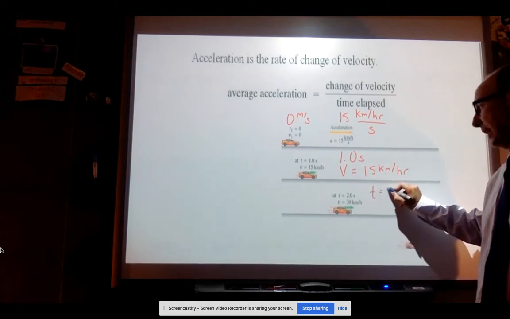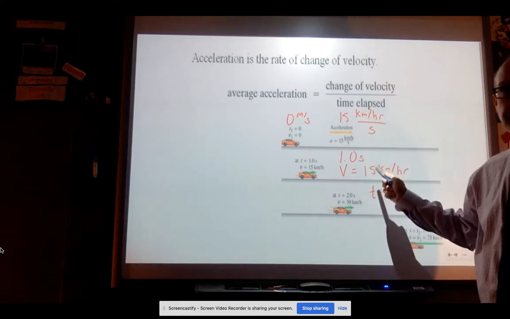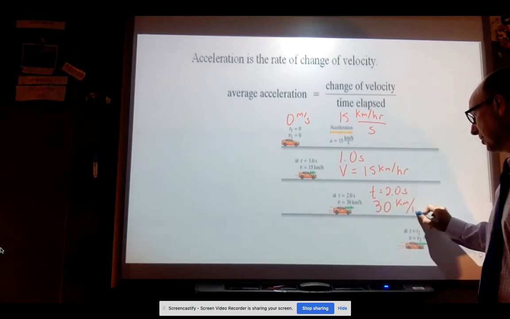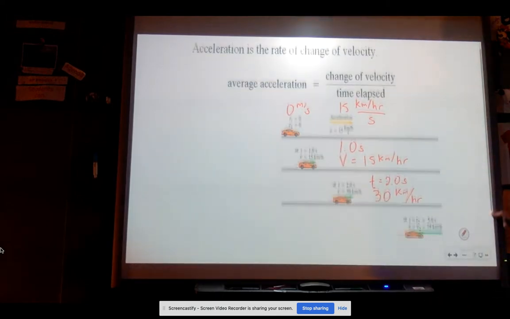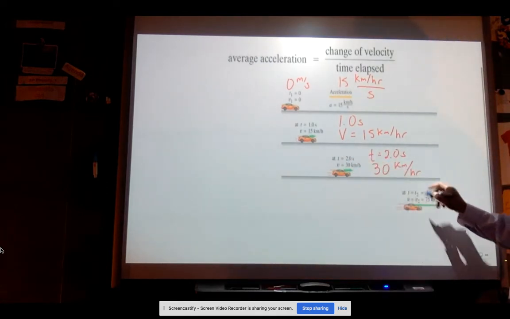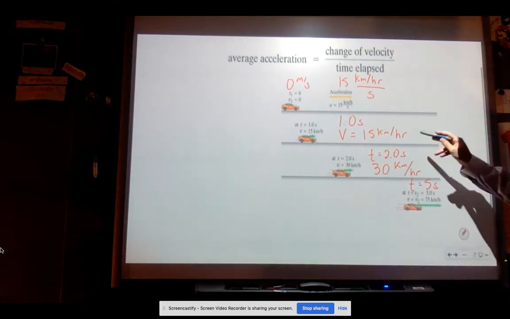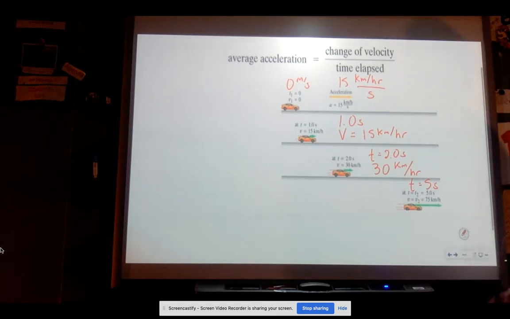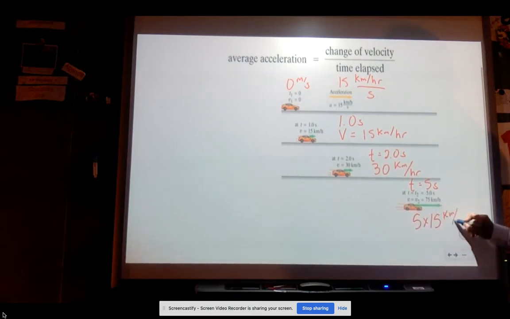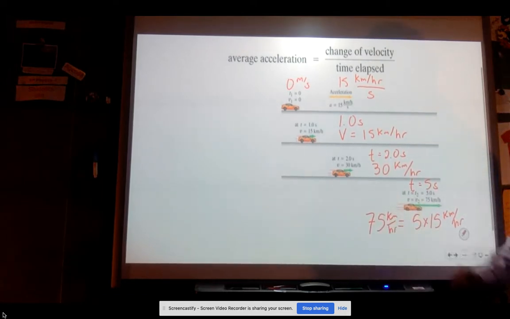At t equals 2 seconds, so 1 second later, its velocity will have changed by an additional 15 kilometers per hour. So now it's at 30 kilometers per hour. And in the final picture, they go from 2 seconds to 5 seconds. So now it has changed by 15 kilometers per hour 5 times. And so now it would be 5 times 15 kilometers per hour, and that's going to be 75 kilometers per hour.